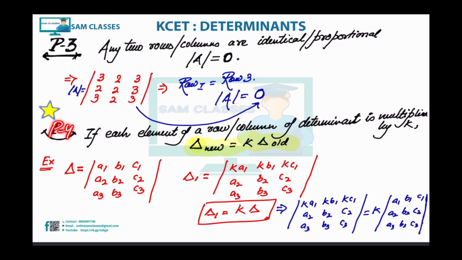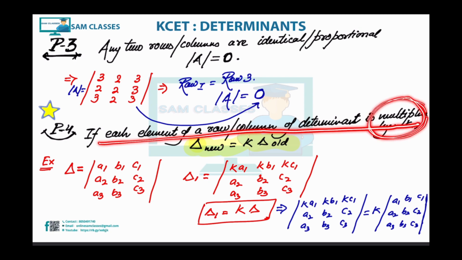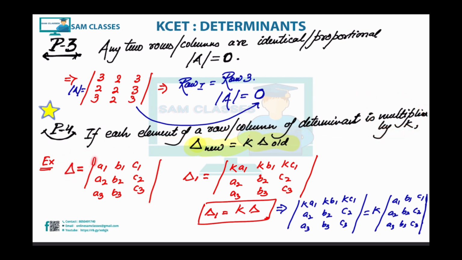Now let's see property number 4. If each element of a row or a column is multiplied by k, now this is very important. It creates a lot of confusion because in determinants we have a different thing, and in matrices we have a different thing. So let's see. We have a determinant.